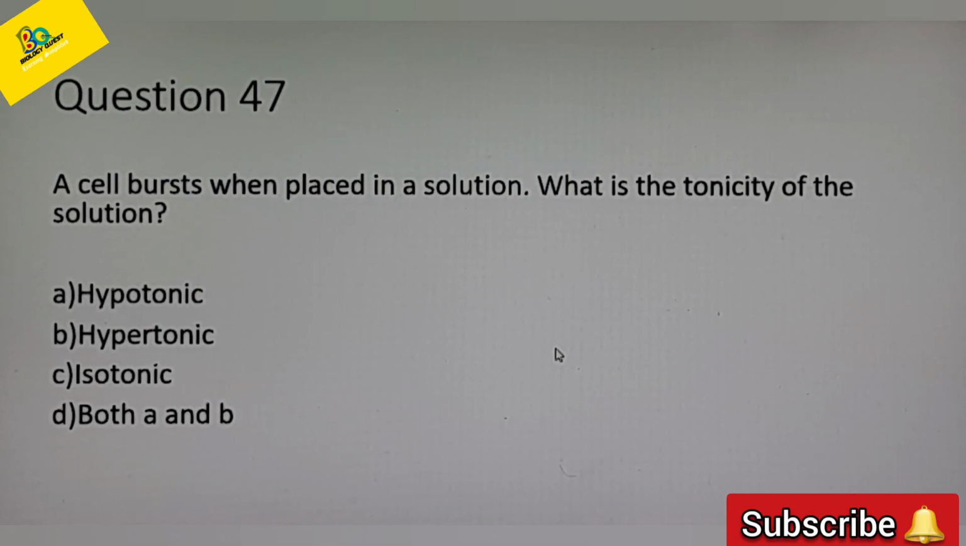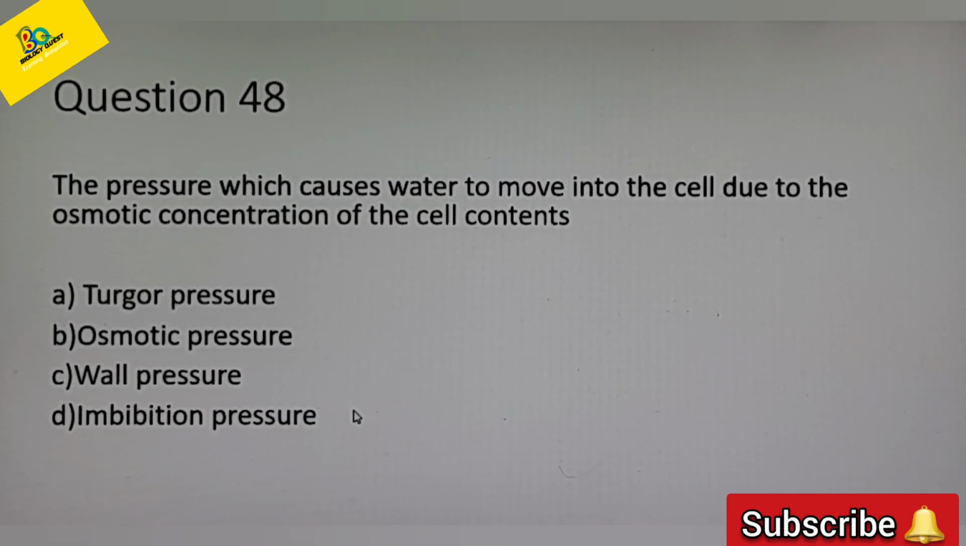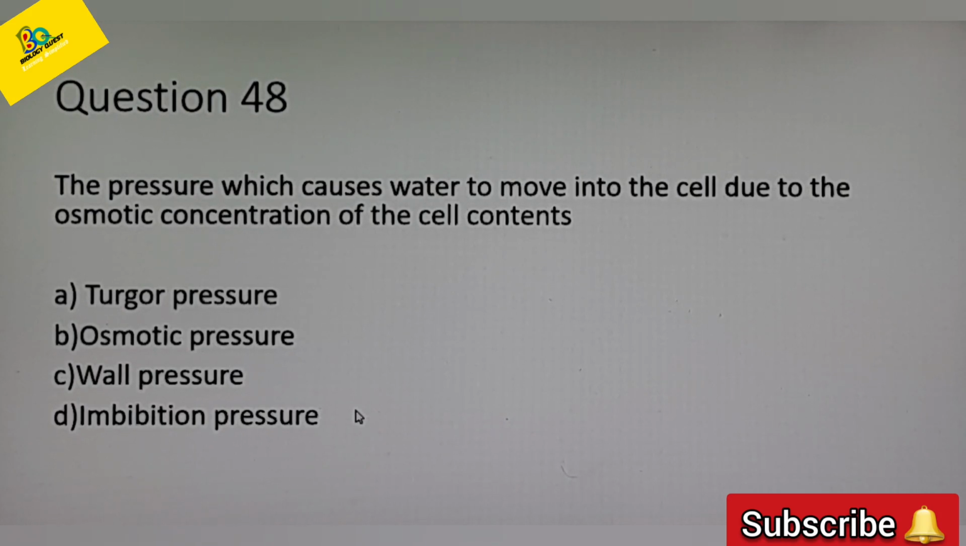So, what is the tonicity of the solution? I have already told the answer. The correct answer is option A, hypotonic solution. Okay. Next question, the pressure which causes water to move into the cell due to the osmotic concentration of the cell contents. What is that pressure? Options are turgor pressure, osmotic pressure, wall pressure and imbibition pressure.